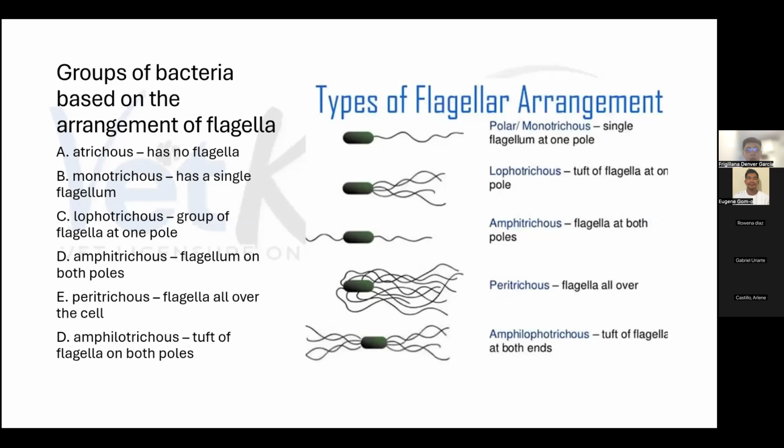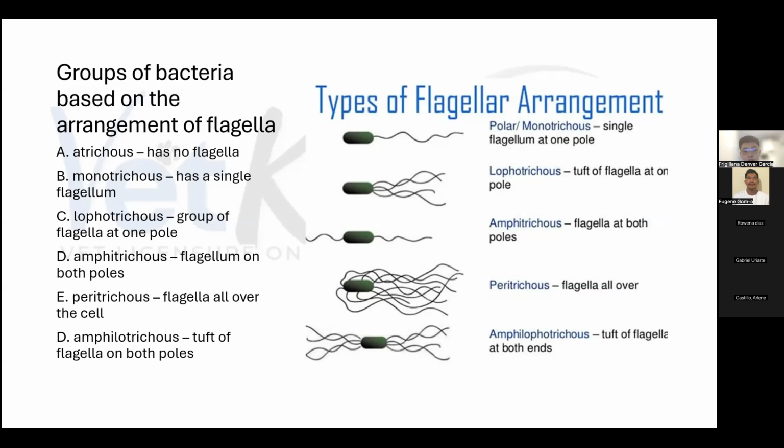Bacteria may be grouped based on the arrangement of their flagella. Atrichous are bacteria that have no flagella and therefore cannot move. They are non-motile. Monotrichous has a single flagellum, similar to your sperm cells. Lophotrichous, a group of flagella at one pole. Amphitrichous, a single flagellum on both poles. Peritrichous, flagella all over the cell.